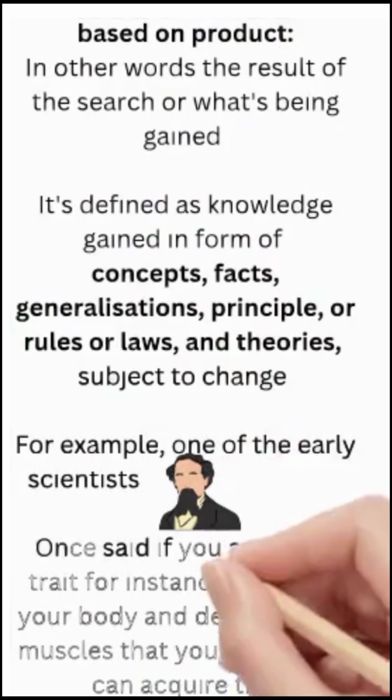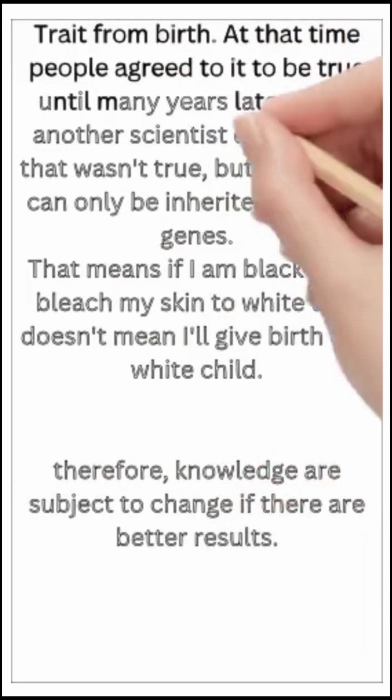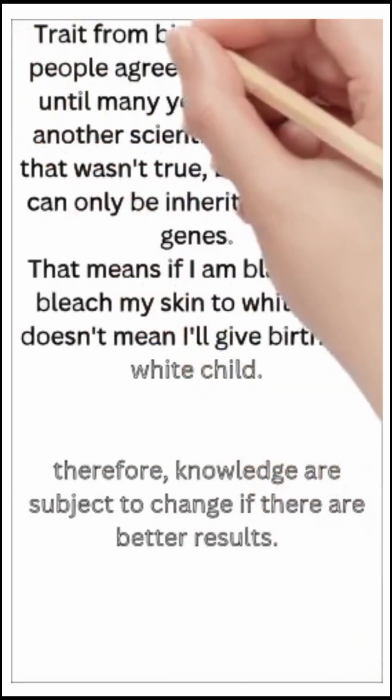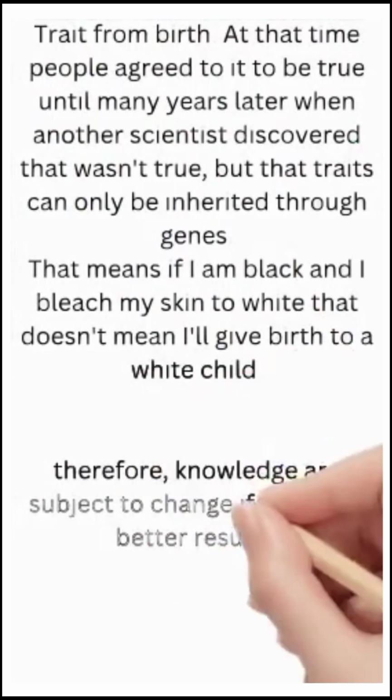At that time, people agreed it to be true until many years later, when another scientist discovered that wasn't true, but that traits can only be inherited through genes. That means if I am black and I bleach my skin to white, that doesn't mean I'll give birth to a white child. Definition of science by process.